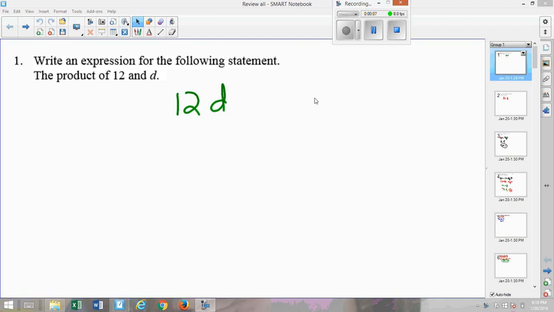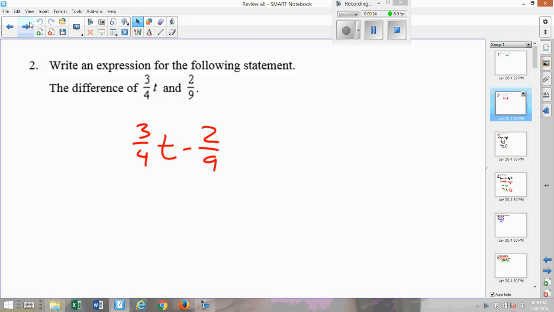It says, write an expression for the following statement, the product of 12 and D. Product means multiplying. So you're basically just multiplying 12 and D. Remember, when we do this, we put the variable right next to the coefficient. So there we go, 12D.